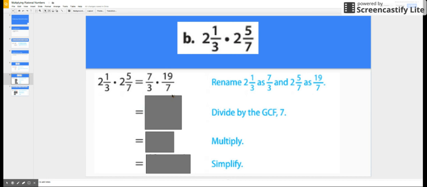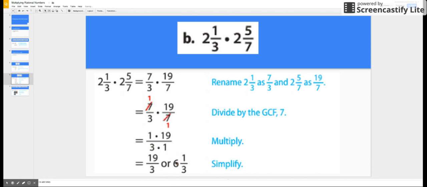If I look diagonal, I have 7 and 7. Well, a common factor that goes into 7 and 7 is 7. Right? So I'm going to cross out that 7 and that 7. 7 goes into 7 once. 7 goes into 7 once. So now I can multiply across because 19 and 3, there's no common factors between those two numbers. So I'm going to multiply 1 times 19 and get 19, and multiply 3 and 1 and get 3. So 19/3, and then you simplify at the end to 6 1/3.